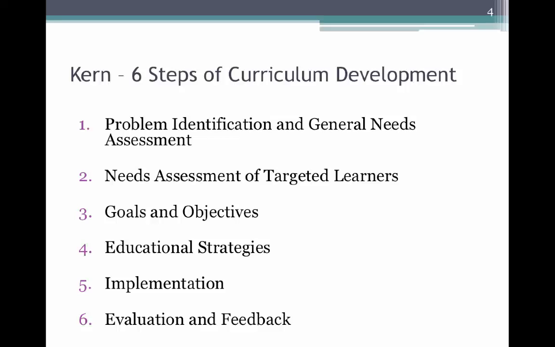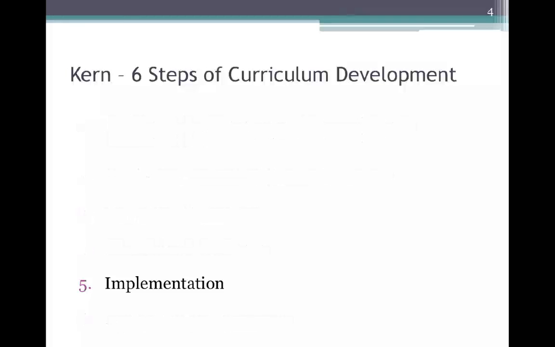Let's recap where we are on Kern's 6 steps. We've identified a problem and performed a general needs assessment. We've done a targeted needs assessment of the learners, developed goals and objectives, and then educational strategies. And now we are at the implementation phase.